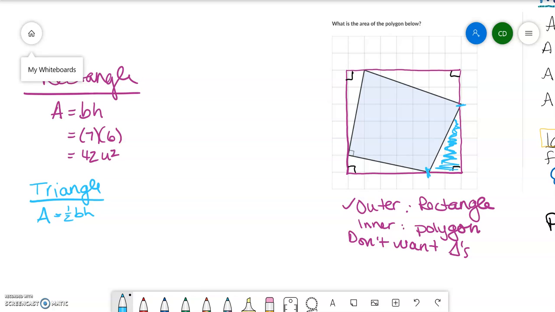So this base has a length of 2, and this height is 1, 2, 3, 4. Okay. So our area is going to be half 2 times 4, or 4, right? Because half of 8 is 4.